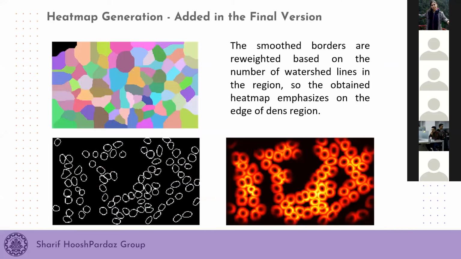Next, we generated a heat map and used this heat map to reweight borders to emphasize the edge of dense regions. So the neural network learns more to distinguish between cells that have overlap. This step was also added in the final version of our algorithm.